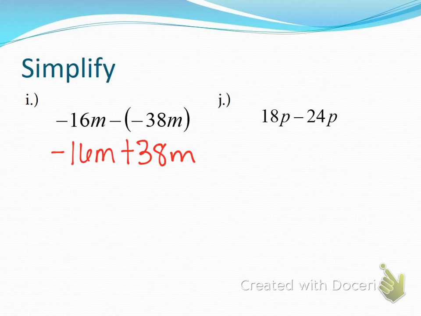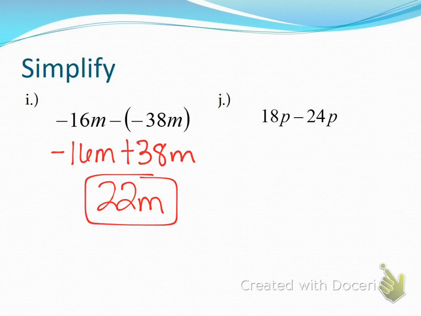Okay, so now we're ready to combine. We're taking negative 16 plus 38. If you're not great with your operations with integers, I would maybe have a scientific calculator handy to help me out. Does anybody know what we get? 22, good. 22m. Done. Ready for the next one.